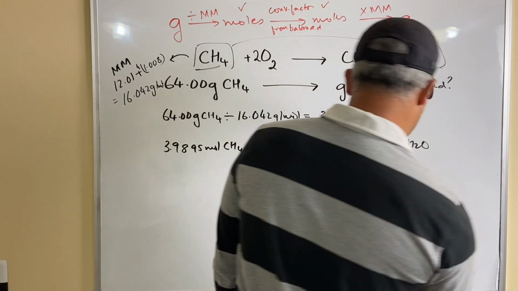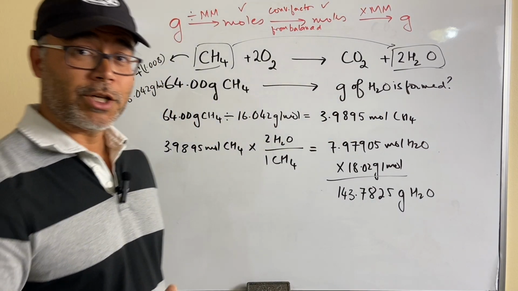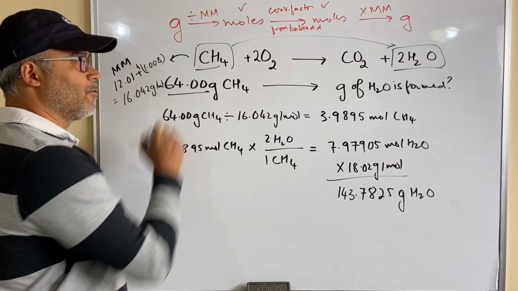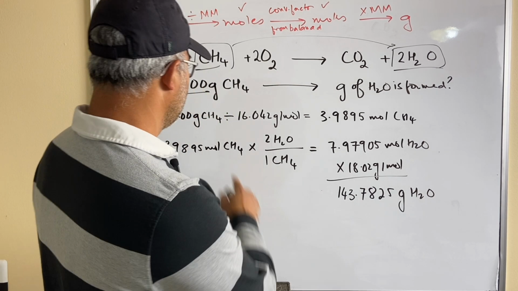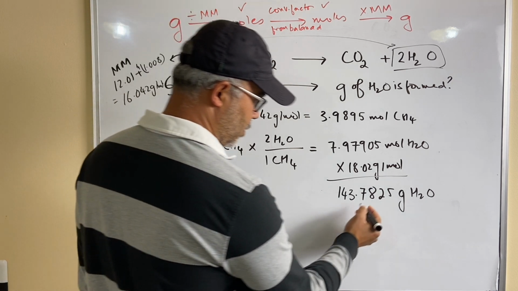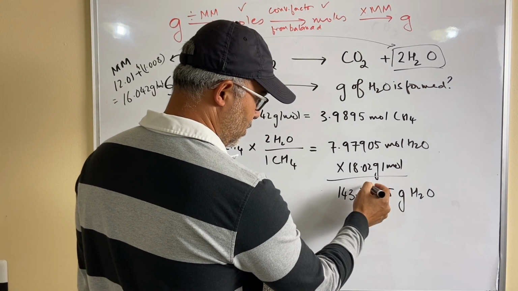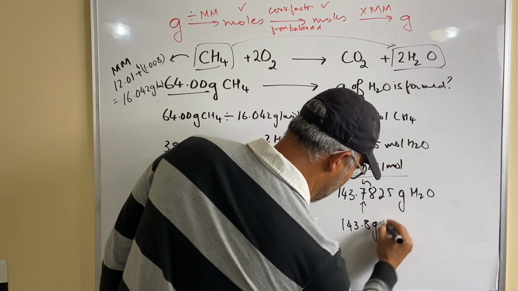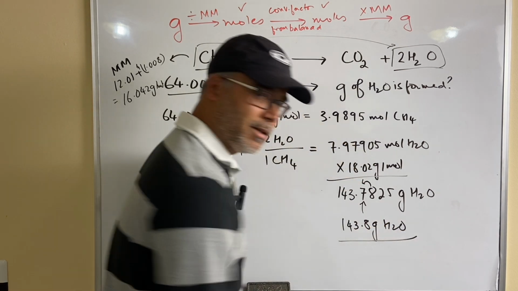grams of water. Now I'm going to check for significant figures and make sure everything looks right. We started off with 4 significant figures. We only did division and multiplication, so really we should stop at the 7 out here. That should be rounded up. So 143.8 grams of water is the correct answer.